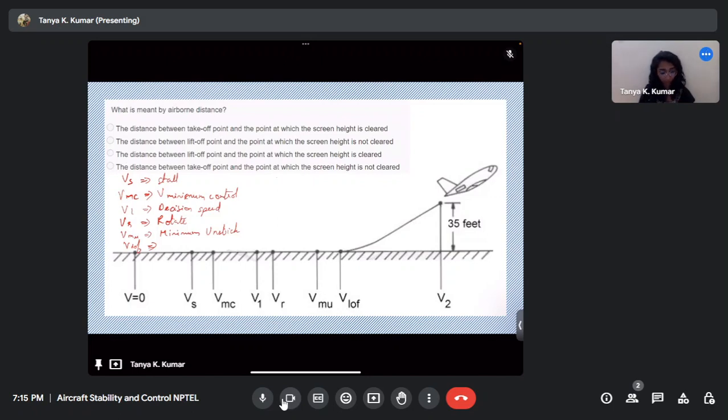What is V2? V1 was decision speed, so V2 is something similar. What is V2? It is the speed at which even if one engine fails, there is sufficient velocity to clear the screen height. Okay, so that is that. So the question was, what is meant by airborne distance? So what is the right answer?